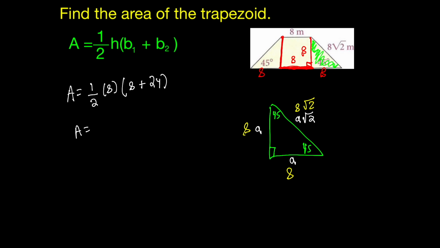And now I can calculate the area. 1/2 multiplied with 8, that's going to give me a total of 4. And then 8 plus 24 is going to give me a total of 32. And when I multiply 4 times 32, I'm going to get a total of 128. So the area of this trapezoid is going to be 128 meters.